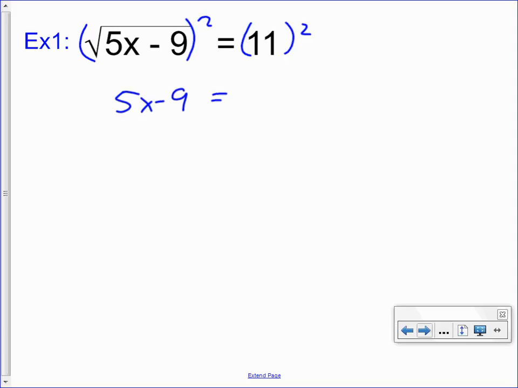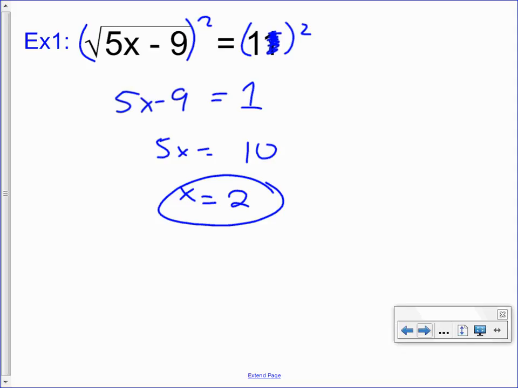Is it 1 or 11? Well, let's do 1 because that's easier. It's the same for all sales. Here we go. 1 squared is 1. All right. 5x equals 10. X equals 2.